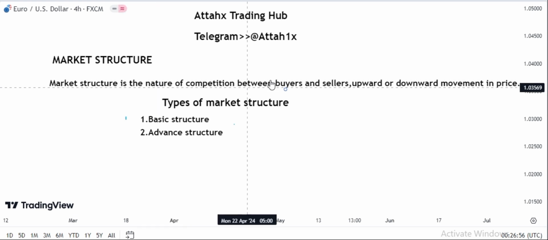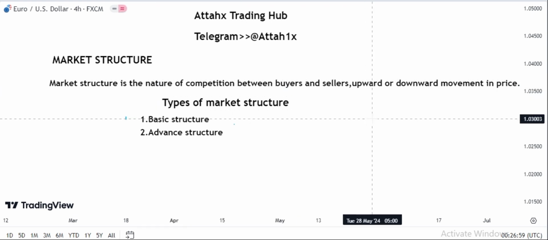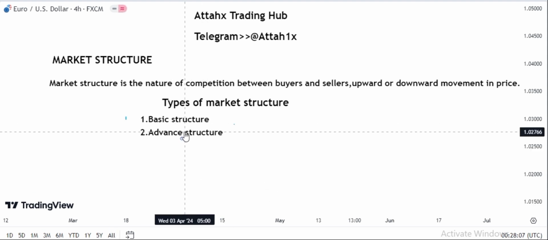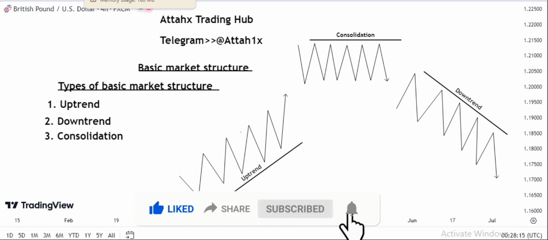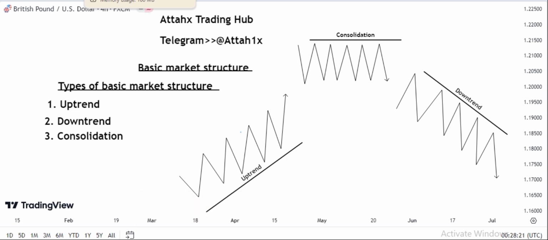That is to tell you that we all know what structure is. Structure is an organized pattern of a particular thing. So when we talk about market structure, we are talking about the whole market. We have types of market structure, which are the basic and the advanced structure. What we are going to be discussing today is the basic market structure, and on the next video, we will dive into the advanced structure of the markets.